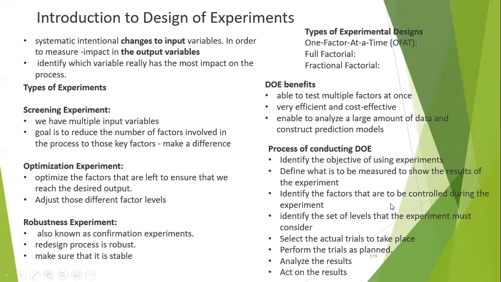Identify the factors that are controlled during the experiment. That's the one factor experiment, right? Only one factor we will input and we will see how the output is changing. That is one. And set the levels that the experiment must consider, and consider how many experiments we are going to do and how we are going to conduct them.